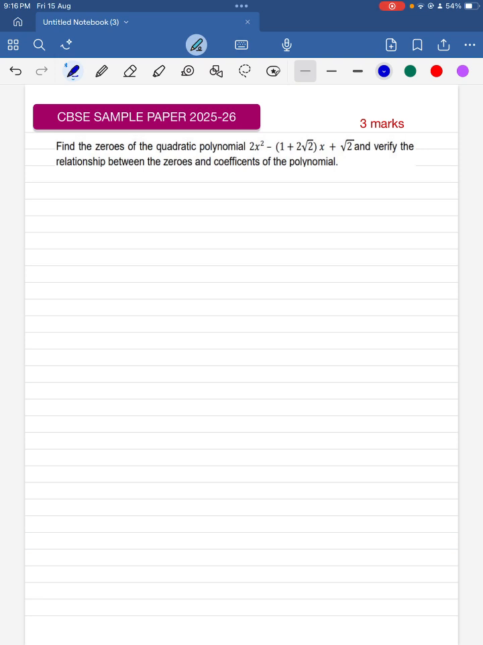Okay, so first let's find the zeros of the quadratic polynomial. The given polynomial is 2x squared minus (1 plus 2 root 2)x plus root 2, and I'm trying to find the zeros. So let me open up the bracket. So 1 times x gives me minus x, and minus 2 root 2x plus root 2 equal to 0.